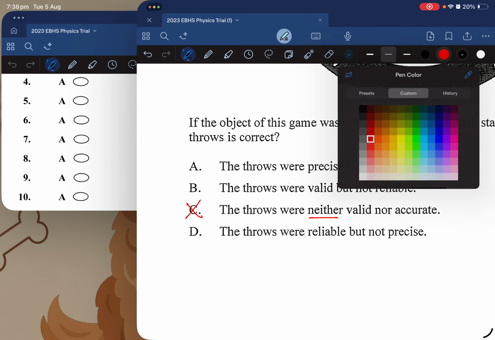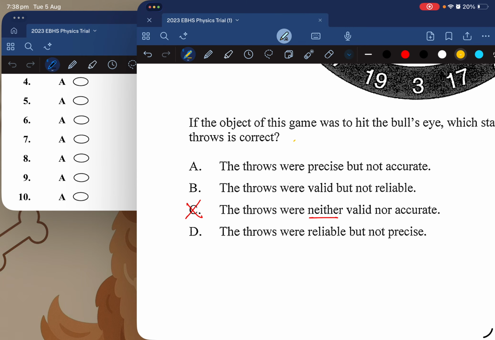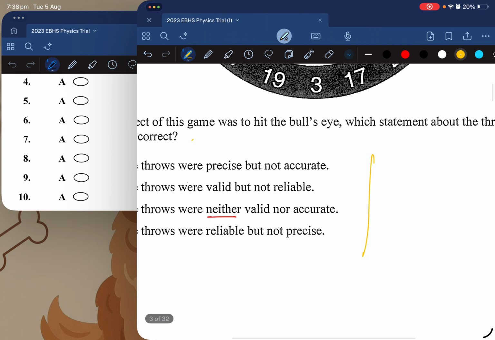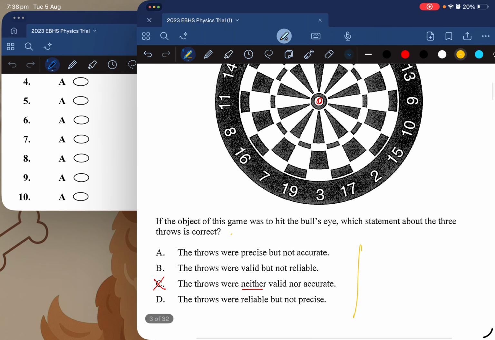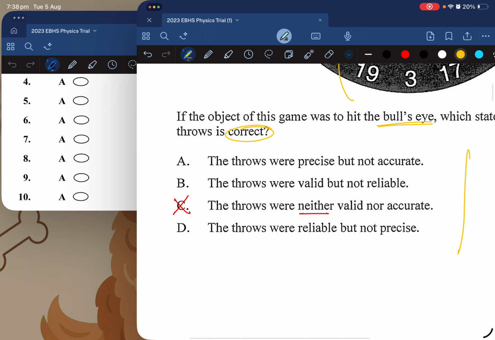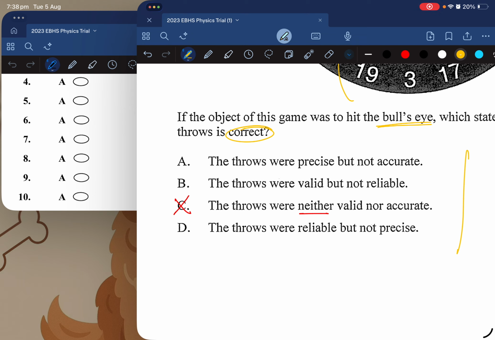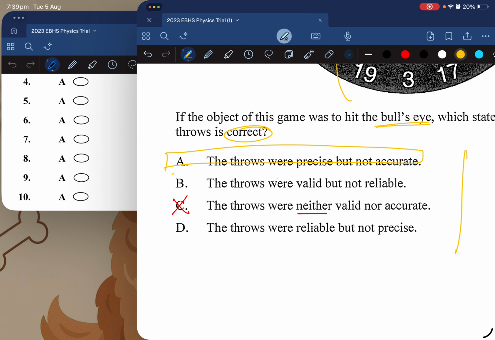So this is where the teachers get you, but you got to think smartly. In physics, there are 3 things: reliability, accuracy, and validity. If all the 3 throws are correct, and the object was to hit the bullseye, well, you're obviously accurate, because you achieved the thing. Reliability is achieving the same thing over and over again. So we're going to say the throws are valid, but not reliable. Or can we say the throws are precise but not accurate? Well, a valid experiment is something else. So this would have to be A, and this is a very easy question. Nice.